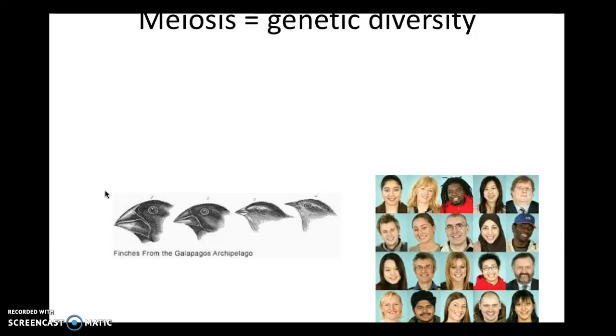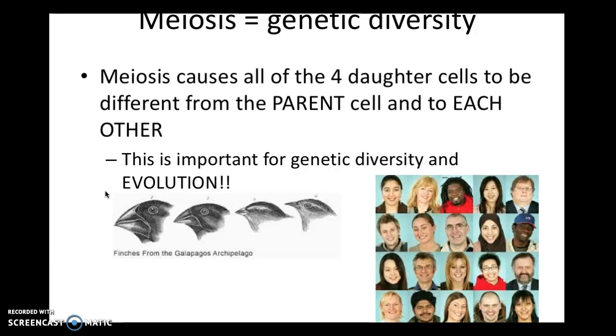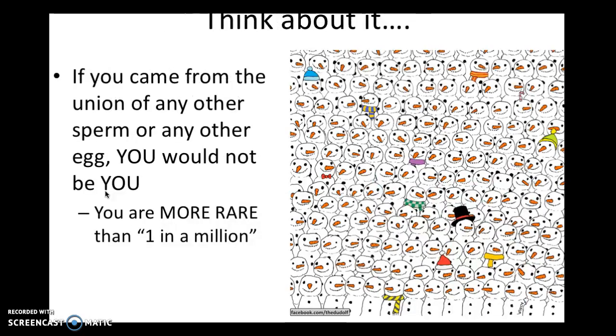So meiosis is important for genetic diversity, and because everything is different. Okay, it's important for evolution. And think about it, you are really rare. Okay, you have siblings that have the same parents, but you are all different. Okay, that is because of meiosis.